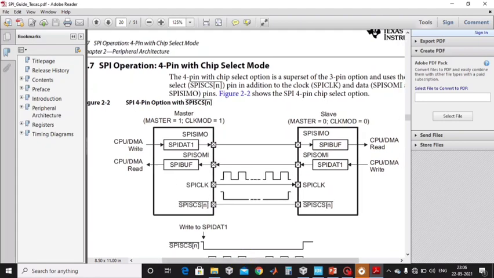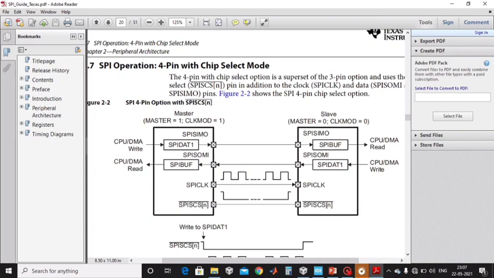This is the SPI clock. Now it is very important to note that SPI is a synchronous communication. That means all the data transfer on the SPI bus takes place with respect to the SPI clock. So all the data transmission which takes place is with reference to this clock. So this is the SPI clock.